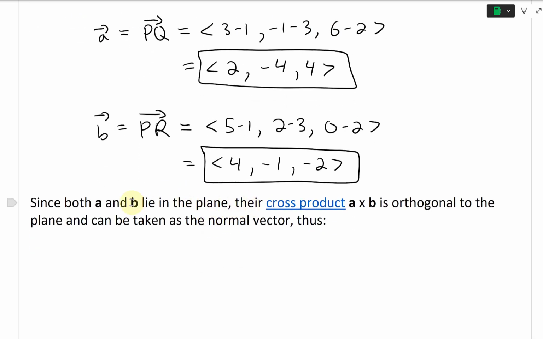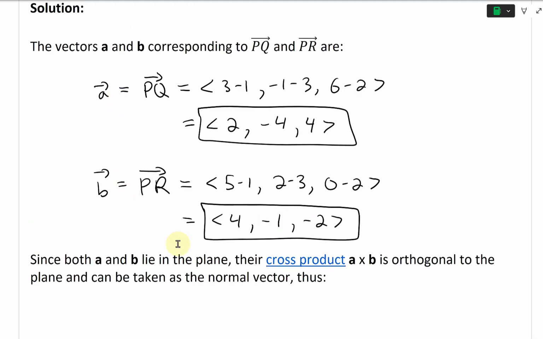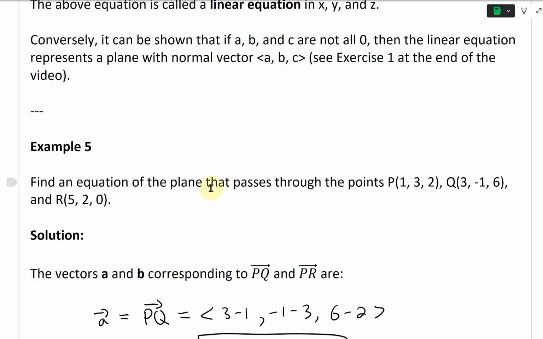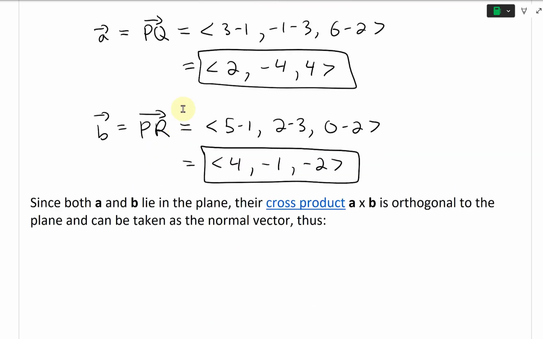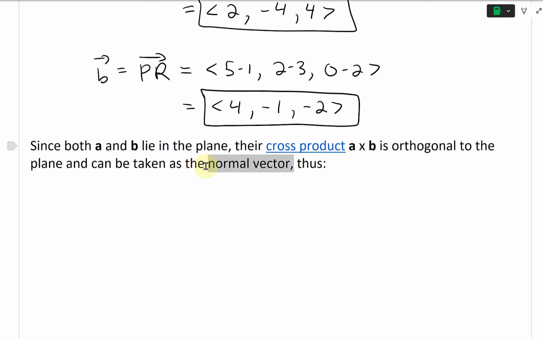All right, so now since both a and b vectors lie in the plane, because we're told that the plane passes through all these points, the vectors associated with them are all on the plane. So then that means their cross product, a cross b, and again, here's a link to my earlier video on it, is orthogonal or perpendicular to the plane and can be taken as the normal vector. Yes, the cross product gives a perpendicular vector of two vectors.